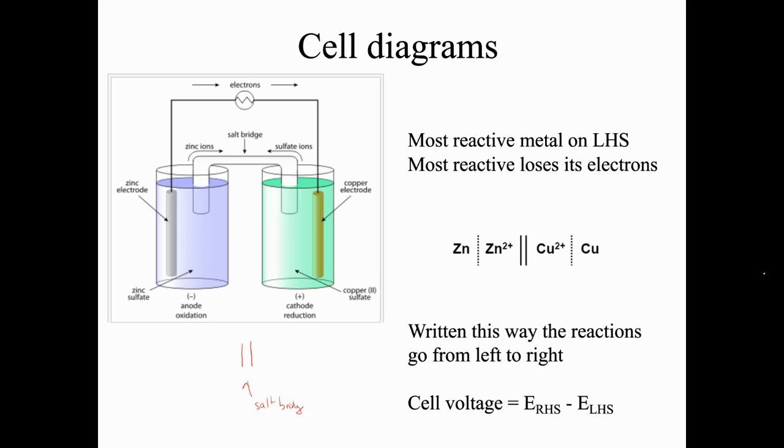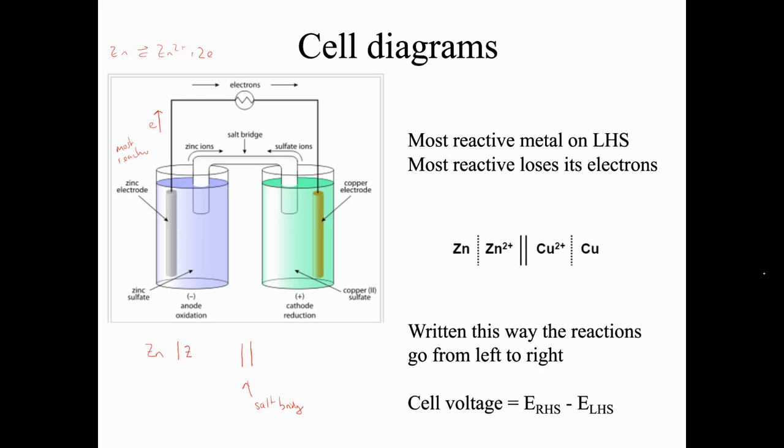Zinc is the most reactive. Because it's more reactive than the copper, the electrons are going to go this way. So the reaction we've got here is zinc going to Zn2+ plus 2 electrons. We write this as the reaction happens, from left to right. So you have the zinc, and then a phase boundary between the zinc electrode and the Zn2+ solution.